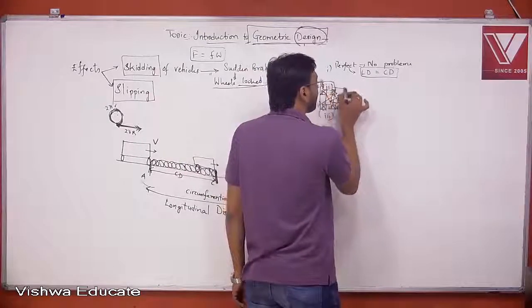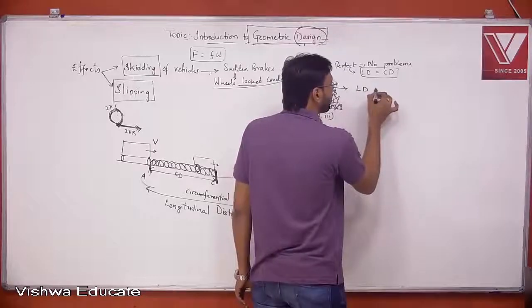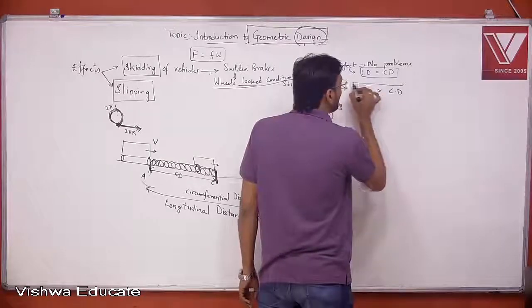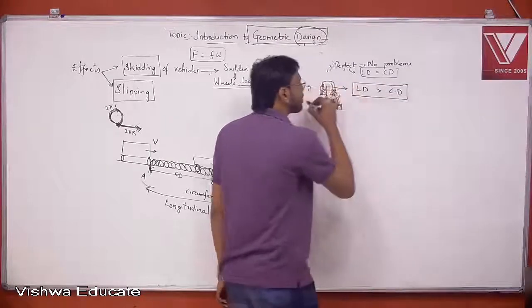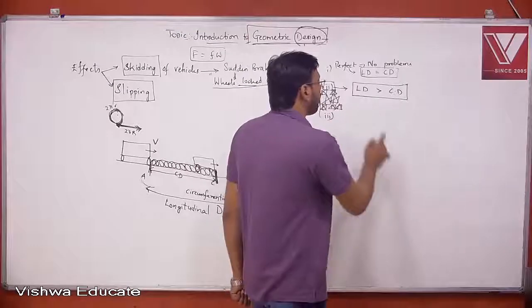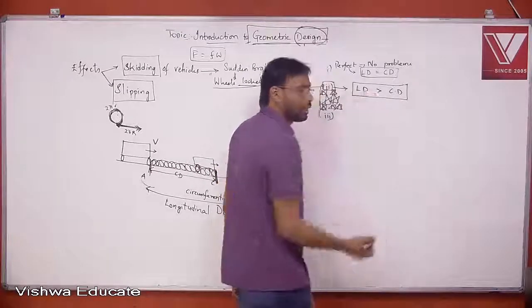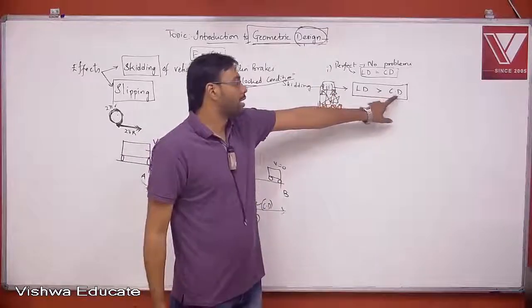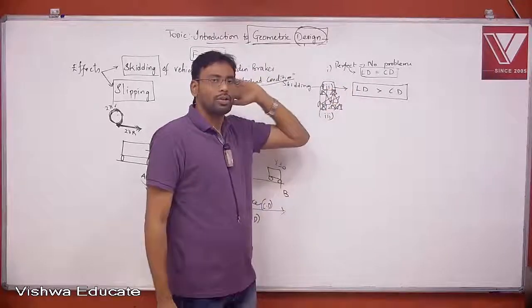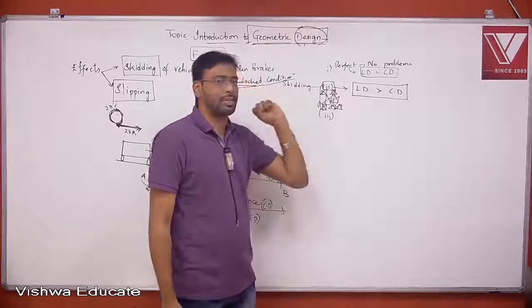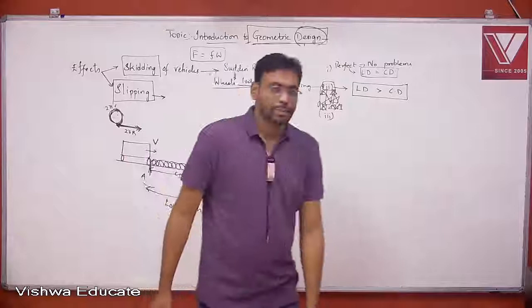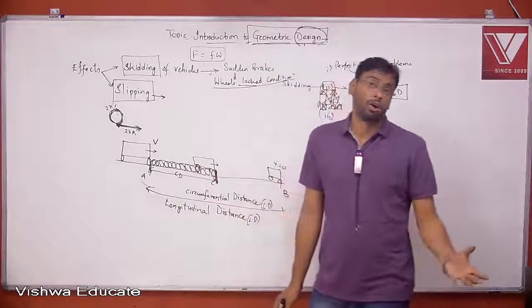The second case is if the longitudinal distance traveled by the vehicle is more than the circumferential distance made by the wheels, it leads to skidding of the vehicles, right? If the longitudinal distance traveled by the vehicle is more than the circumferential distance made by the wheel, then it will lead to skidding of the vehicle. That is the second statement, second case. Third case is slipping.